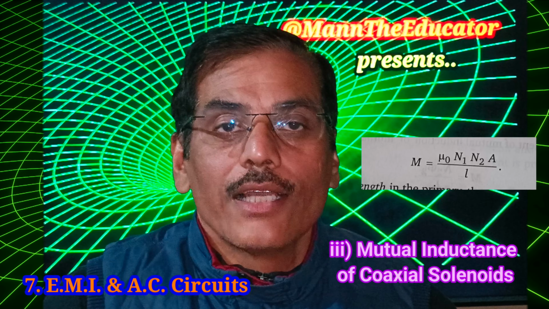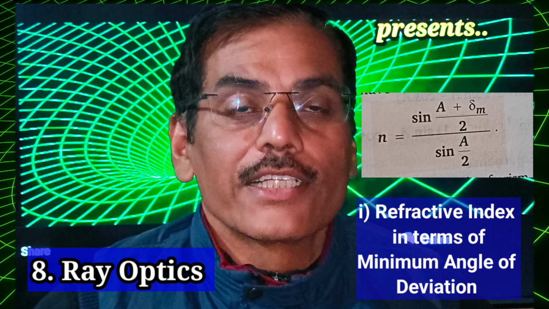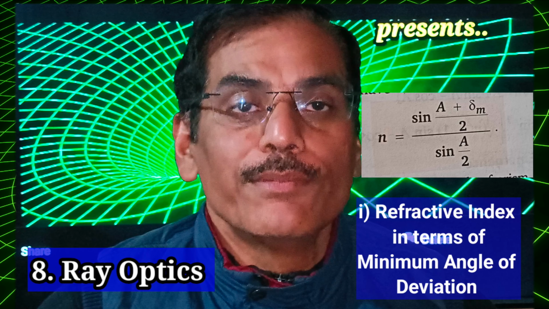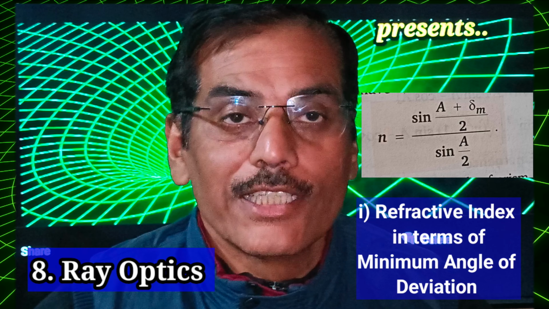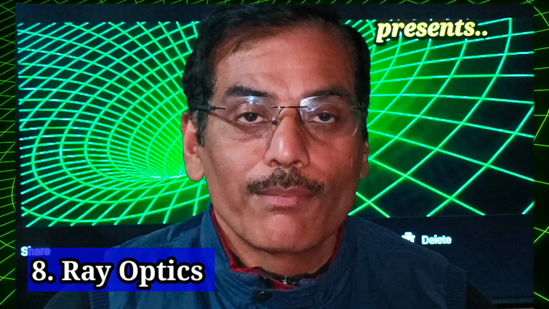Then comes optics. First, ray optics. In ray optics, the first important derivation which you have to remember is refractive index in terms of minimum deviation. That is, n refractive index is equal to sine in bracket A plus D minimum by 2 upon sine A by 2. This derivation for prism, you must remember using the prism. Then refraction from spherical surfaces, either concave or convex. Always remember the importance of the diagram in any of the derivation. Refraction from spherical surface, n2 by v minus n1 by u is equal to n2 minus n1 by R.